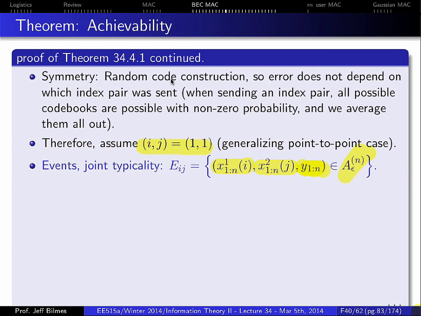Okay, so what you can expect is that the only thing that's going to have any probability is E11. Right? Meaning that the code word for message 1 for input 1 and the code word for message 1 for input 2 are going to be jointly typical with the received sequence, and anything else is going to go to 0. So what could possibly be anything else?